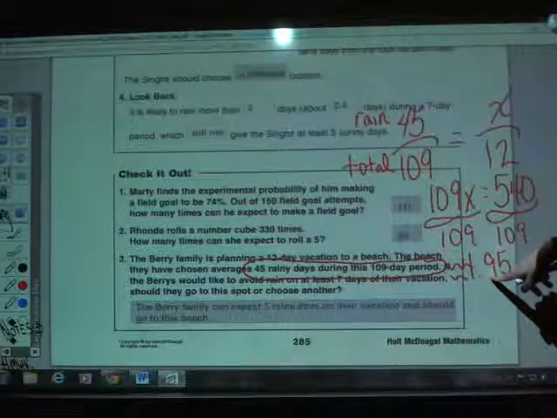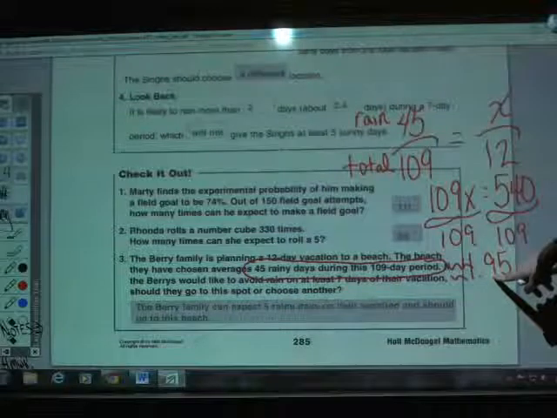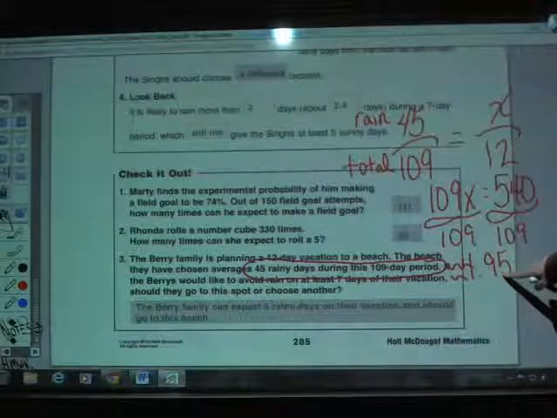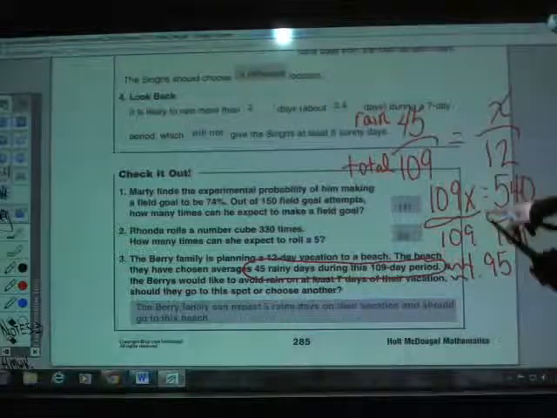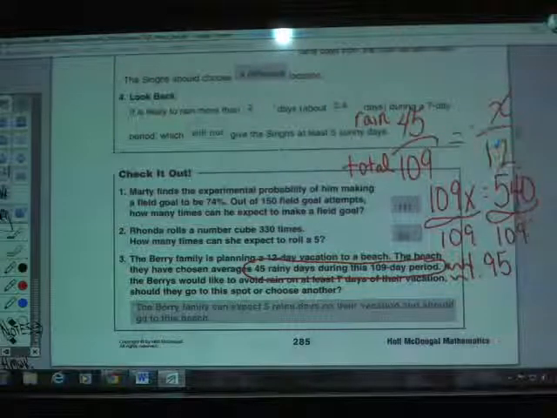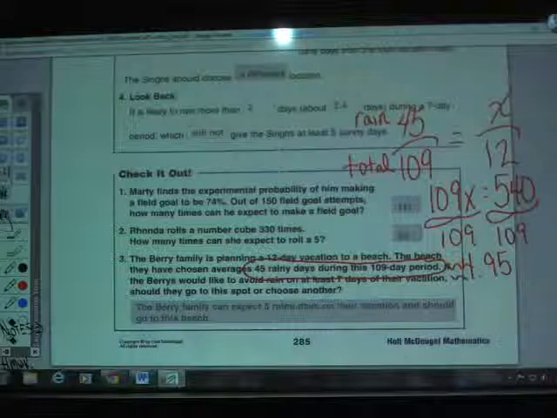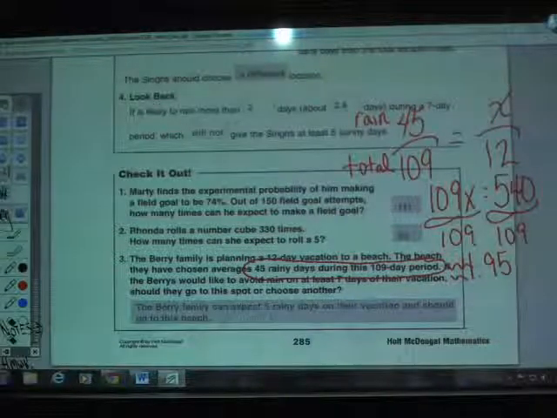So 4 days and then almost all of another day, but that's less than 5. So since they're only going to have about 4.95 rainy days here, based on our calculation, that means yes, they can go to this vacation spot. They will be able to enjoy their 7 nice days on their 12-day vacation.